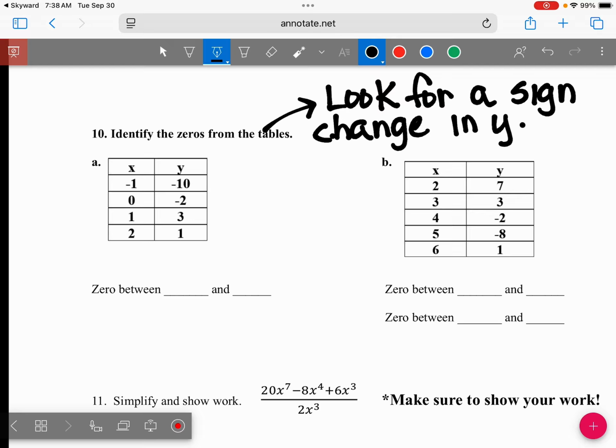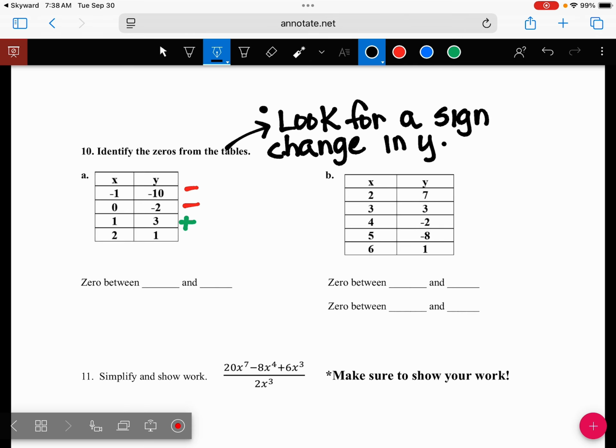So notice that we started with a negative, and then it flipped to a positive. So this is where I had my sign change. But what you're going to list is the x values where that happens. You're going to tell me at what x values when the y changes.